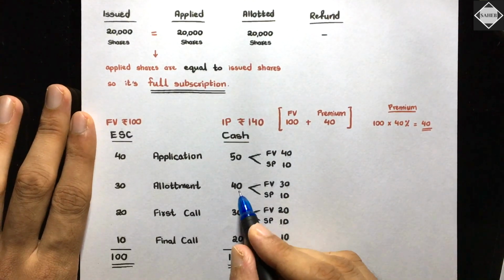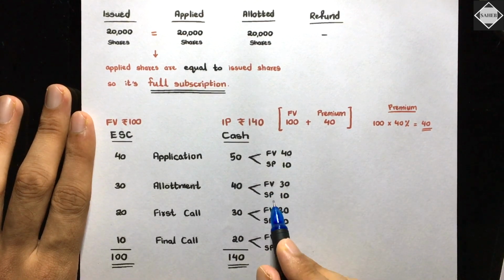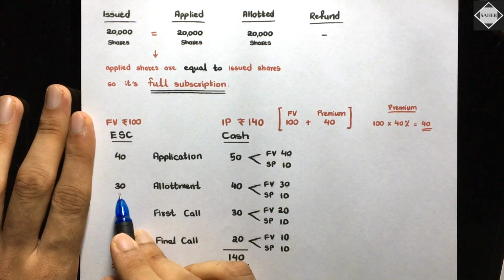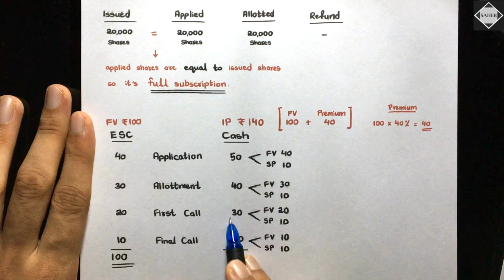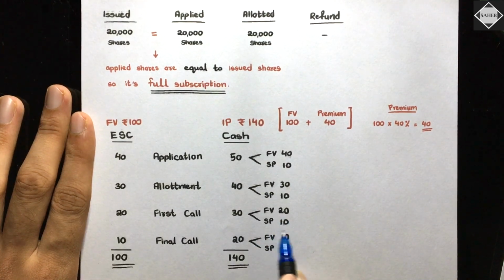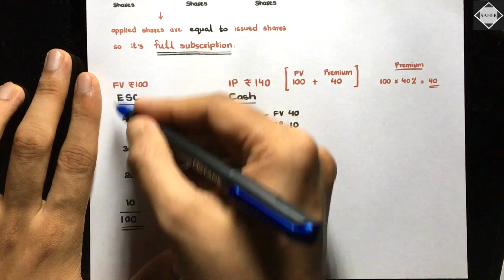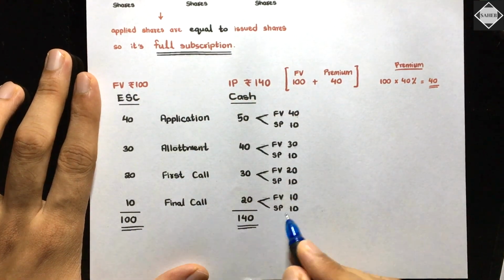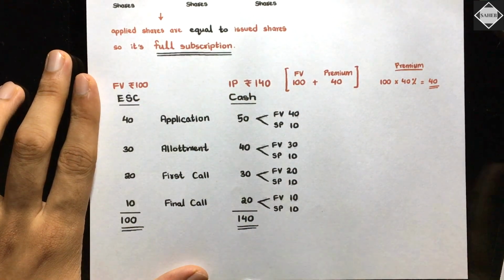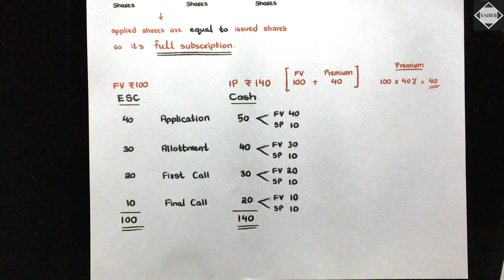You can see in 40, 30 is face value, 10 is premium. That is why 30 is coming over here. See, in this first call, 20 is face value, 10 rupees is premium. In final call, in this 20, 10 rupees is face value, 10 rupees is premium. Is that clear? If you add all this, 140, and here it is 100. This is the face value, this is the issue price. Easy? Yes.